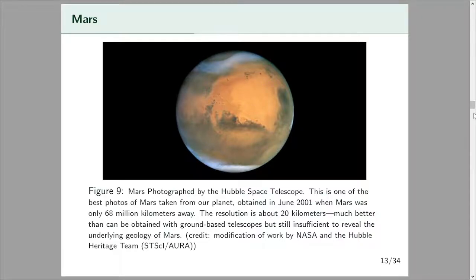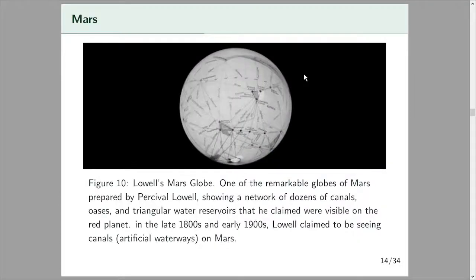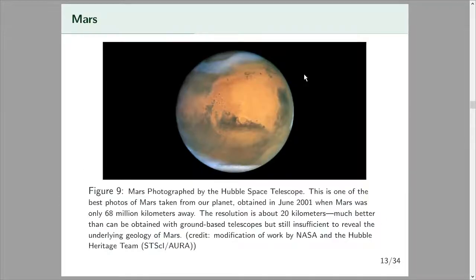Okay, let's talk a little bit about Mars. This is a picture of Mars taken by the Hubble Space Telescope. It's just a nice picture. You can get pictures not quite this good, but almost, from a regular telescope. You can see some features.